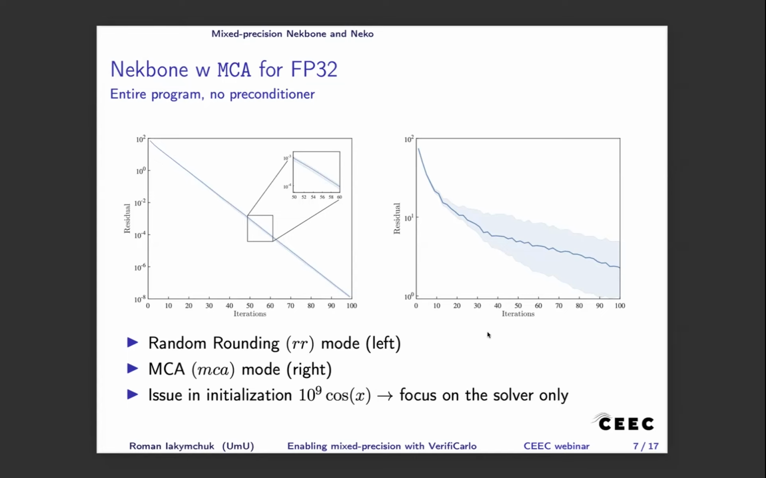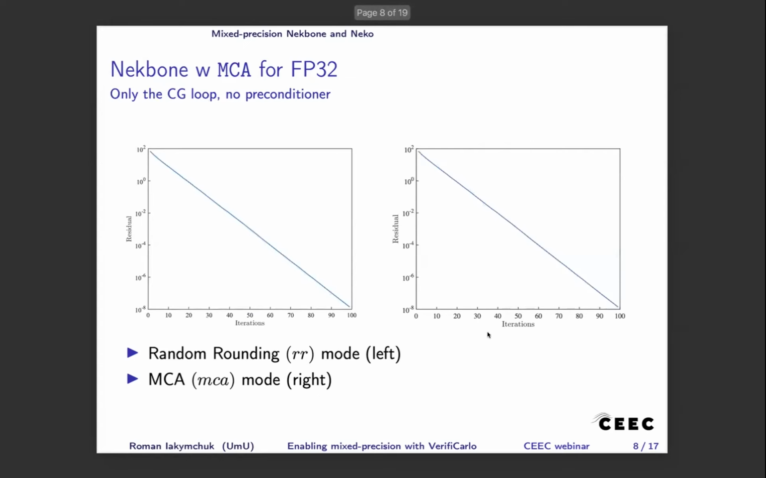So our conclusion was to leave initialization in double precision, but the solver, the most time-consuming part that consumes more than 80% of the whole simulation, in single precision. This turned out to be a good strategy and seems to be working very nicely, and we have convergence.